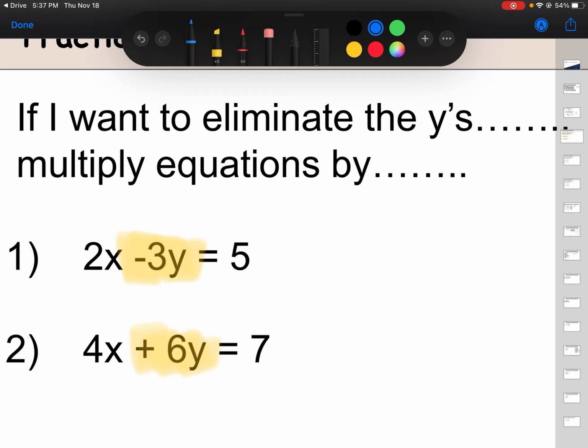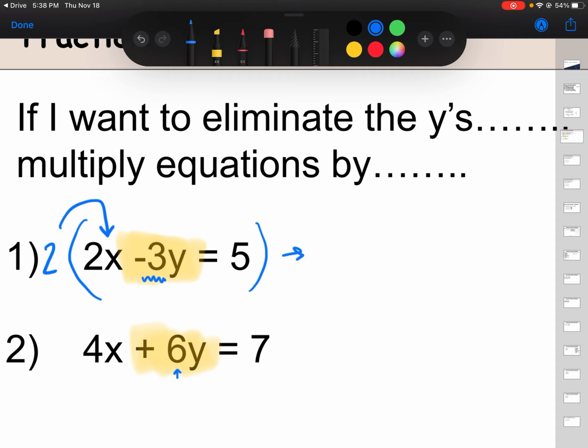So I always think to myself, is there a way that I could make this -3 into the opposite of the bigger number? So 6, opposite of 6 would be -6. Is there a way to make the -3 into a -6 through multiplication? Yes. I can multiply by 2. However, if I multiply by 2, I have to multiply the entire equation by 2. So let's see what that looks like.